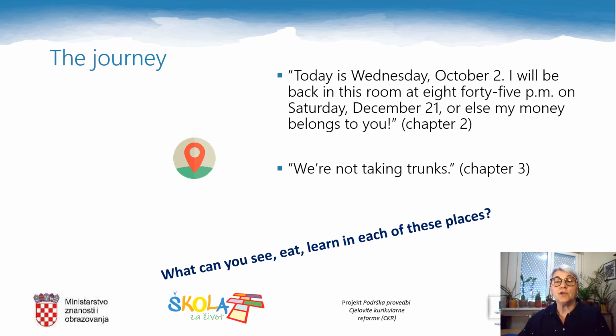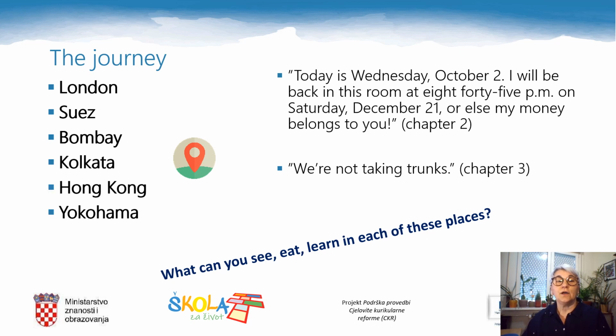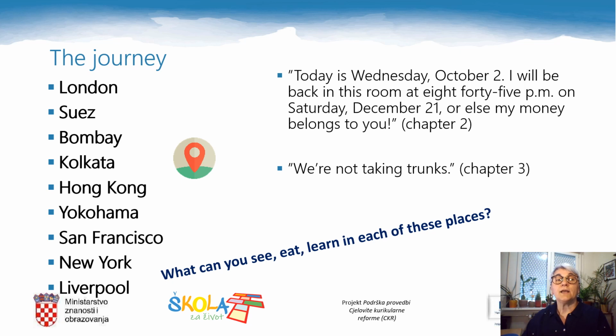Before I tell you where they go first, you will think about 3 things now. What could they, and what can you, see, eat, learn in each of the places that they visit? They go from London and then they go to Egypt, Suez, then they go to Bombay, Kolkata, Hong Kong, Yokohama, San Francisco, New York, Liverpool, and then back to London.